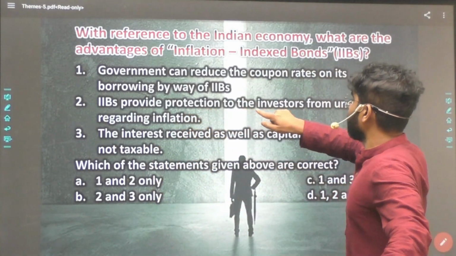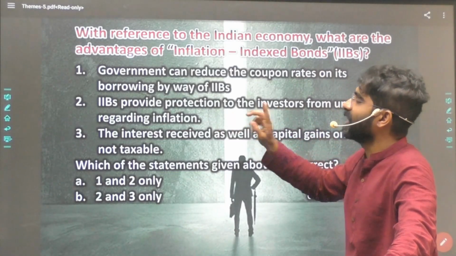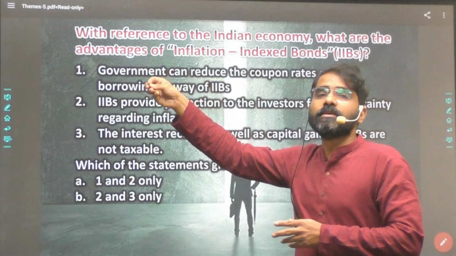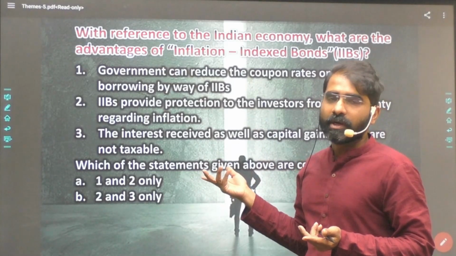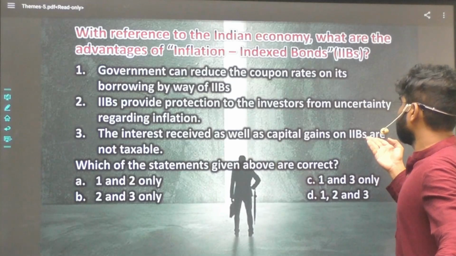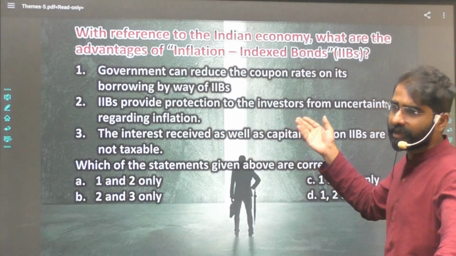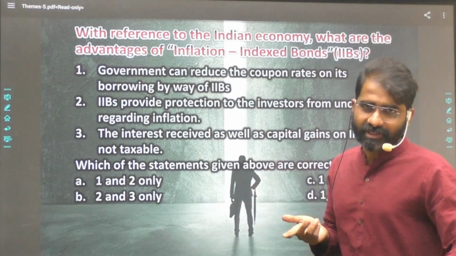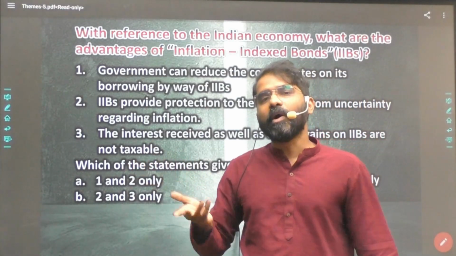IIBs provide protection to the investor from uncertainty regarding inflation. Yes, because you are hedging against inflation. So therefore, it protects us from inflation. The statement that the interest received as well as capital gains are non-taxable is wrong, because why should they not tax? When something is a bond, why should they not tax?